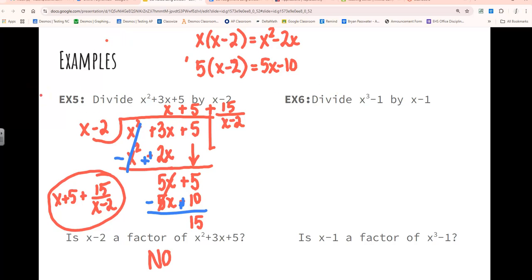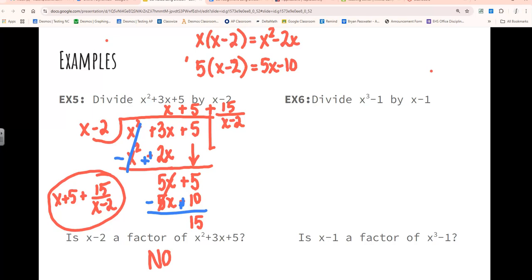All right. Now, the next one, this one's got something weird about it. I've got x to the third minus 1. So typically our things are presented in descending order, where we've got like x to the third, x squared, x, and no x at all, right? We're skipping a bunch of those here, right? We just have an x to the third and a minus 1. If you're going to do long division, you can't skip those things, okay?